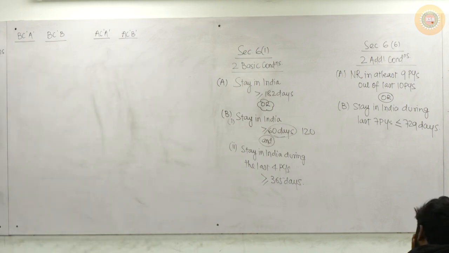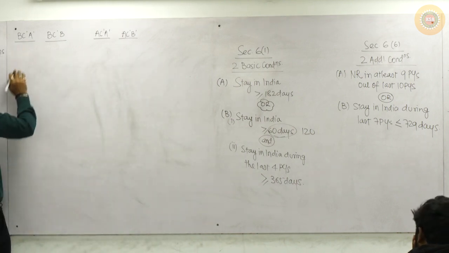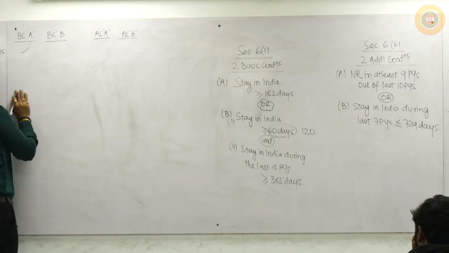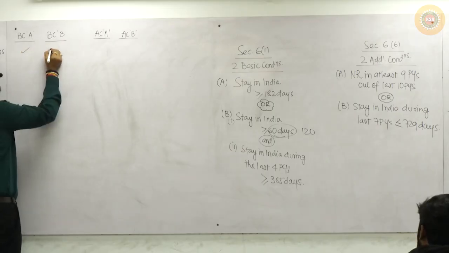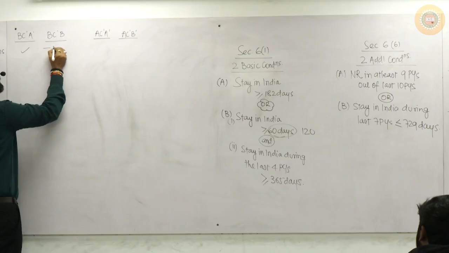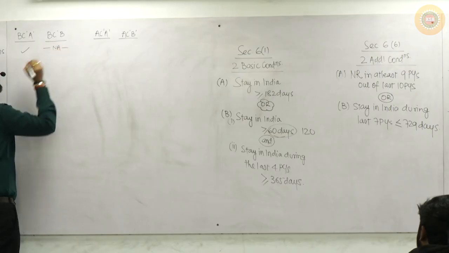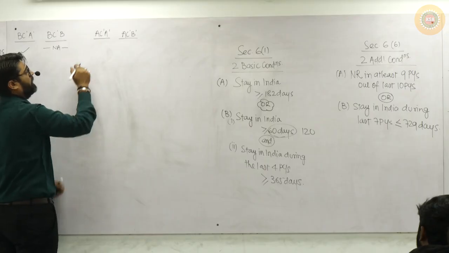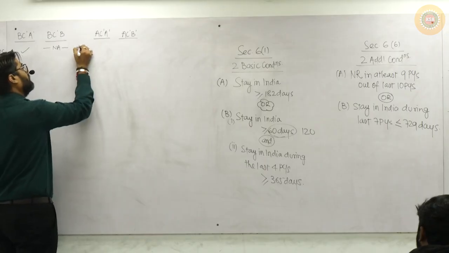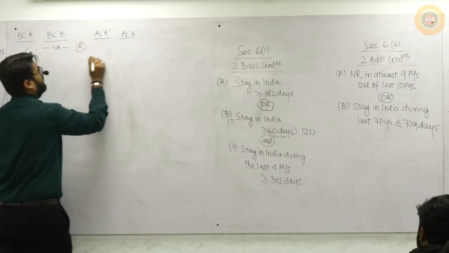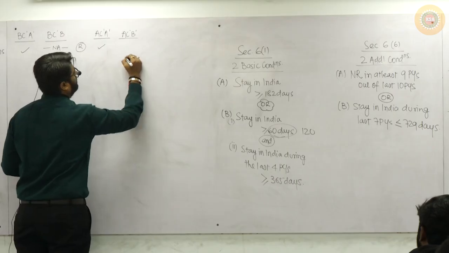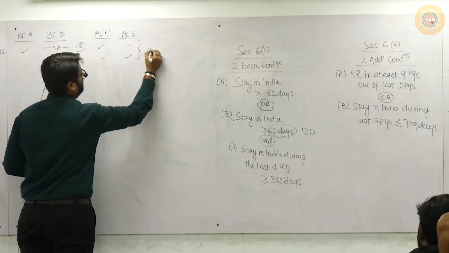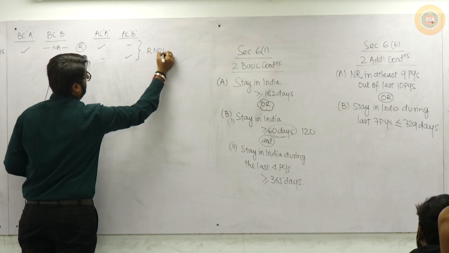Now tell me, 3 exceptions. Basic condition A, applicable. For example, this is satisfied. Will you go and check basic condition B? Even if you wanted, you could not. Because if you satisfy basic condition A, meaning your stay was 182 days or more, you will become a resident, and after becoming a resident, either satisfy this or satisfy this. You will become RNOR.